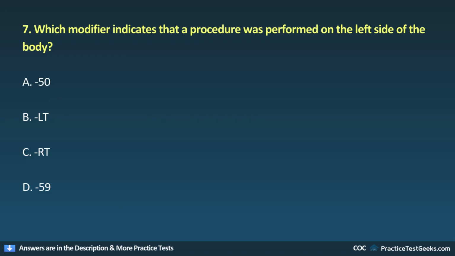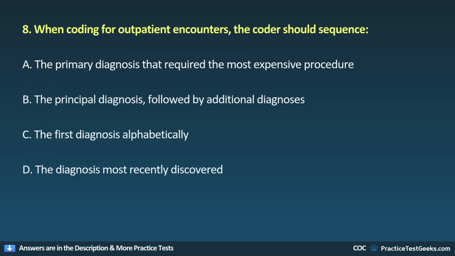7. Which modifier indicates that a procedure was performed on the left side of the body? A. -50. B. LT. C. RT. D. -59.